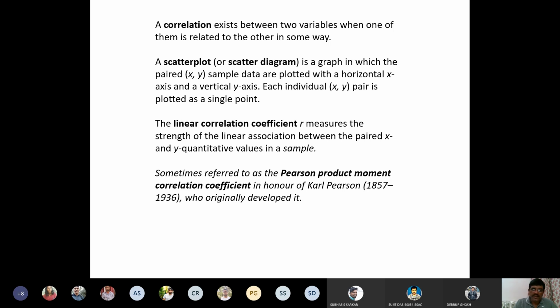The correlation coefficient was first developed by Carl Pearson, and it is also called the Pearson product moment correlation coefficient. Sometimes it is also called the linear correlation coefficient. So it is known by different names. The correlation coefficient tells the strength or degree of relationship between two variables.